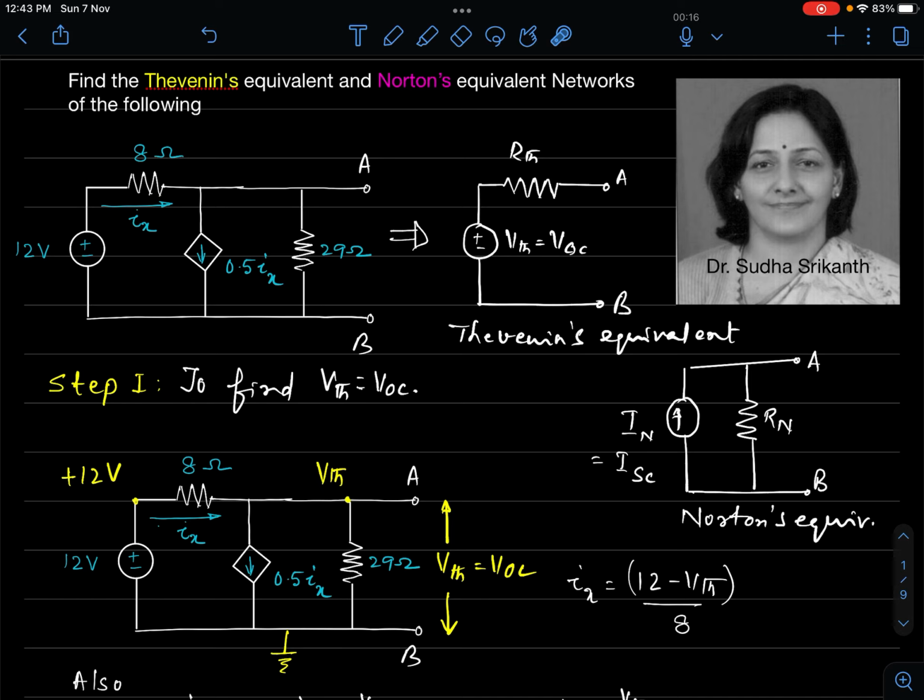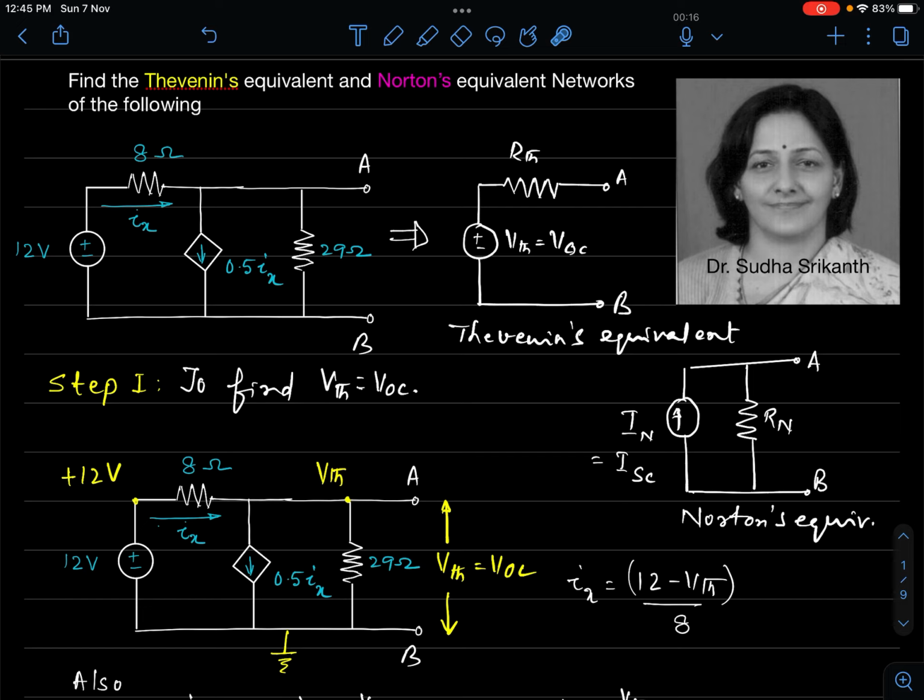Suppose we have a network with only independent sources. We replace the voltage source by a short circuit and the current source by an open circuit, or in other words, we deactivate the sources. We're going to turn off the sources. Turning off a source means no output is available: across the voltage source we don't get the voltage, and through the terminals of the current source we don't get the current. That is when we say that the sources are turned off.